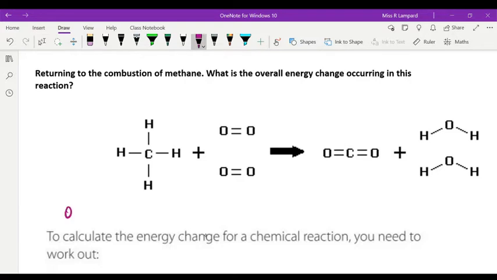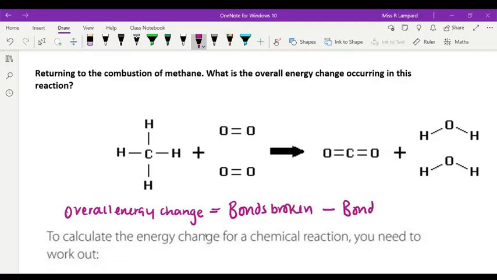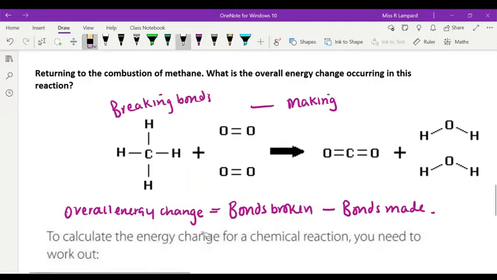And the nice little equation that we're going to use is that the overall energy change is equal to the energy required to break bonds, so bonds broken, minus bonds made. Okay, the energy required to break bonds minus the energy required to make bonds. And you can help yourself remember which way around it goes, because we've got breaking bonds over here, okay, minus making bonds on the right side of the arrow.